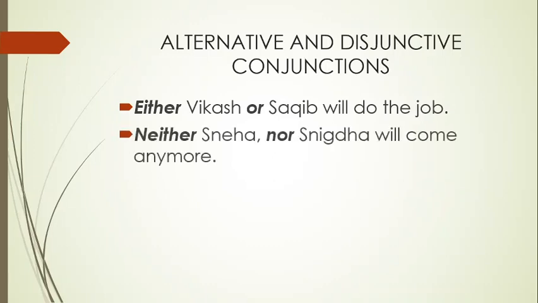Neither Sneha nor Snigdha will come anymore. Again, two alternatives. You have two friends, two sisters, Sneha and Snigdha. Perhaps two sisters or two friends, but none of them will come anymore. Maybe you have argued, maybe you have fallen out, whatever be the reason, they will not come anymore. And in this case, of the two options you had, none of them is going to come.